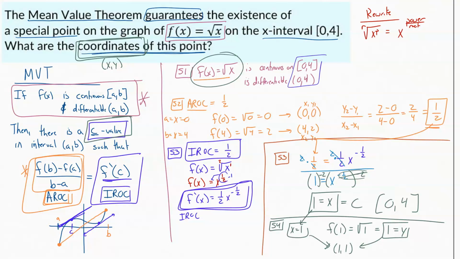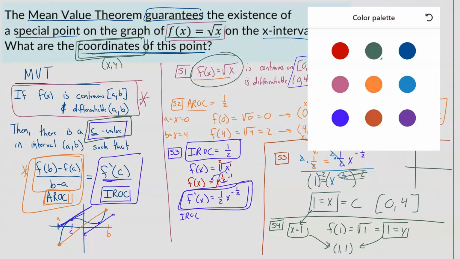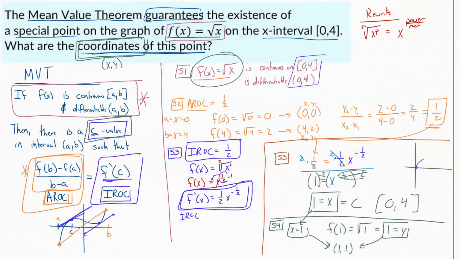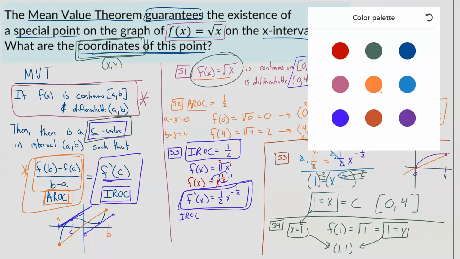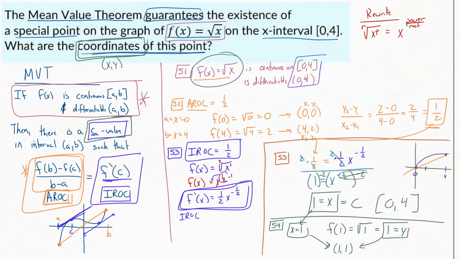So at that point, the instantaneous rate of change, the slope of that graph, is equal to the slope of the derivative. If we put that into a picture, what we would see is that if we're going between 0 and 4, the slope between those 2 points on the square root graph is going to be the same as the instantaneous rate of change at 1. So at that point, the slopes of those 2 lines are the same.